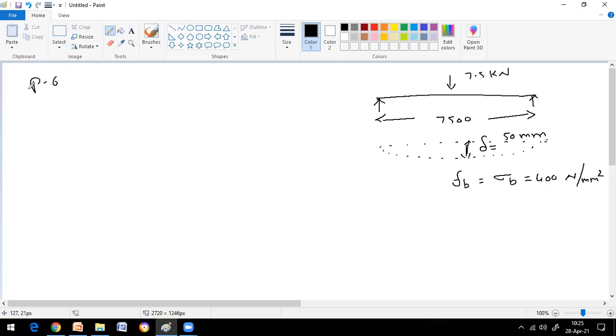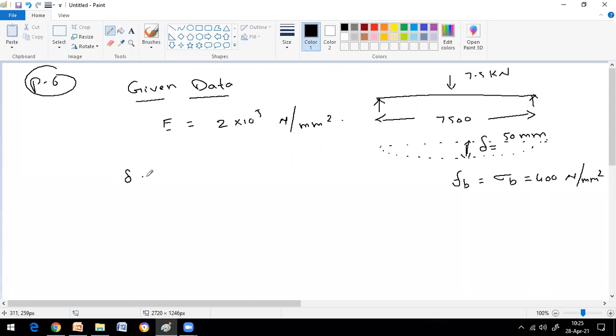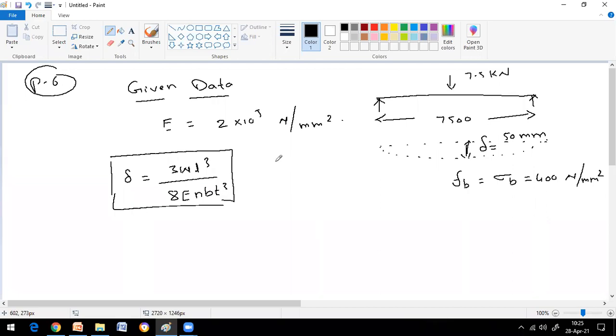And the problem 6 and the given data we have already noted here. The load is given, the span is given, deflection is given, bending stress is given. Along with that, Young's modulus is given as 2 into 10 power 5 Newton per mm square. Straight away we will note down the deflection formula. Deflection is equal to 3WL cube by 8 E N B T cube. This is the deflection formula of laminated springs.